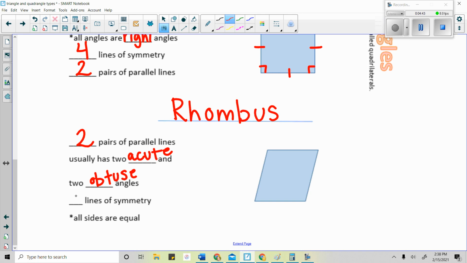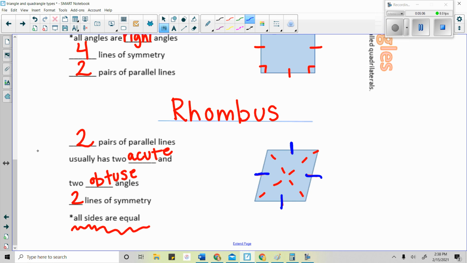And this one happens to have 2 lines of symmetry. They are the diagonal lines of symmetry. So there's one going that way, and then there's one coming this way. Now, here is the defining characteristic. All of the sides are equal. Now, all of the angles do not have to be equal, but all of the sides are equal. So that's what makes a rhombus a rhombus.